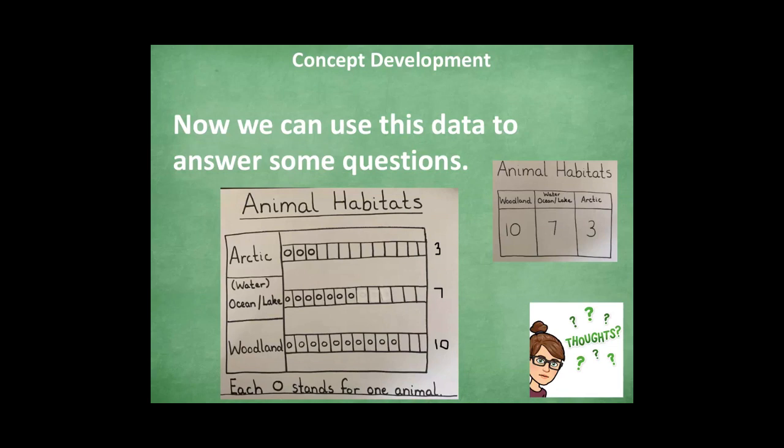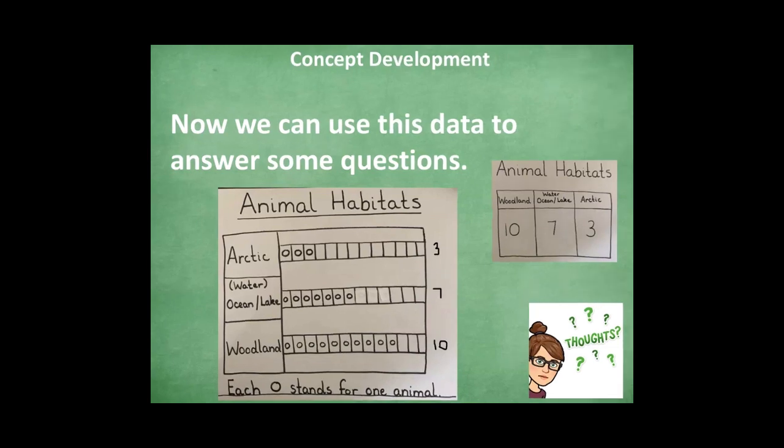My second question is this: how many fewer animals live in the Arctic than in the water? Well, we know there's just a small amount in the Arctic. There are just 3. In the water, there are 7. So again, it's just quick mental math. If I count on from 3 to 7 or look at my pictograph, I can see that there are 4 fewer animals that live in the Arctic. Great job, guys.